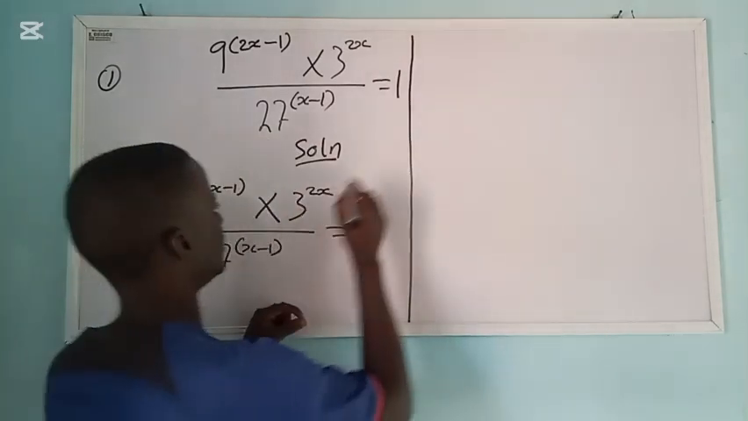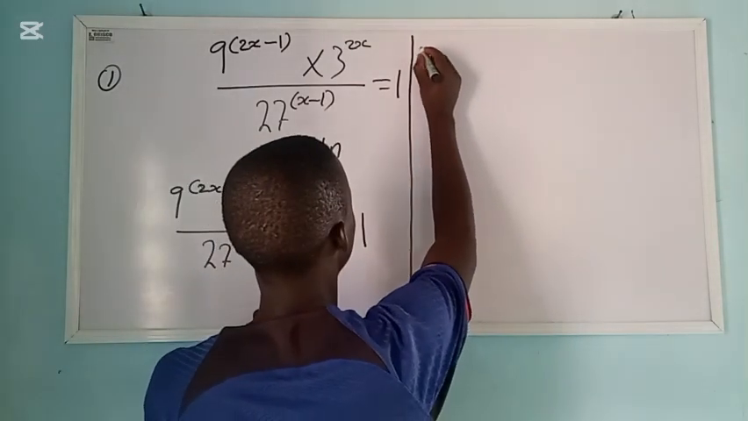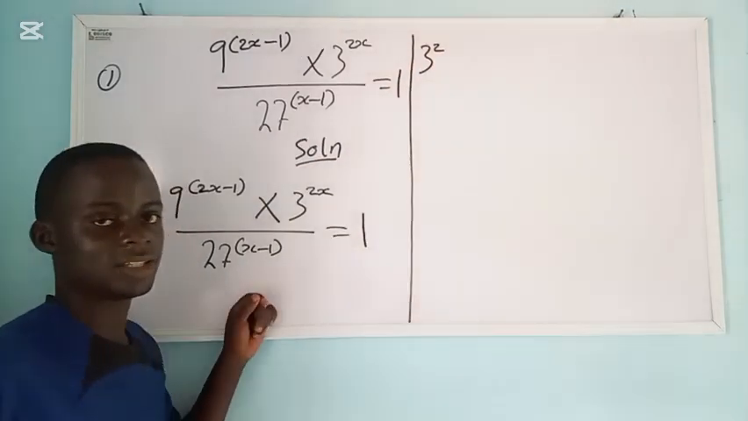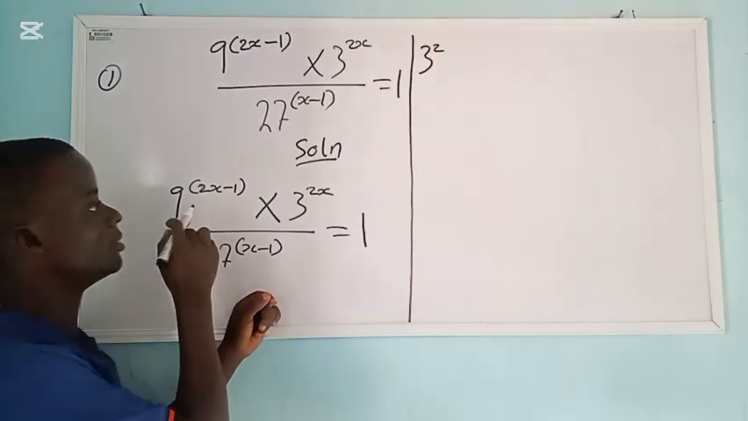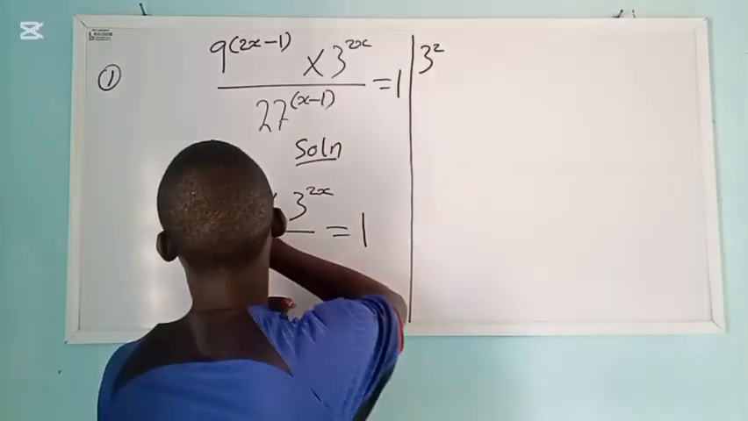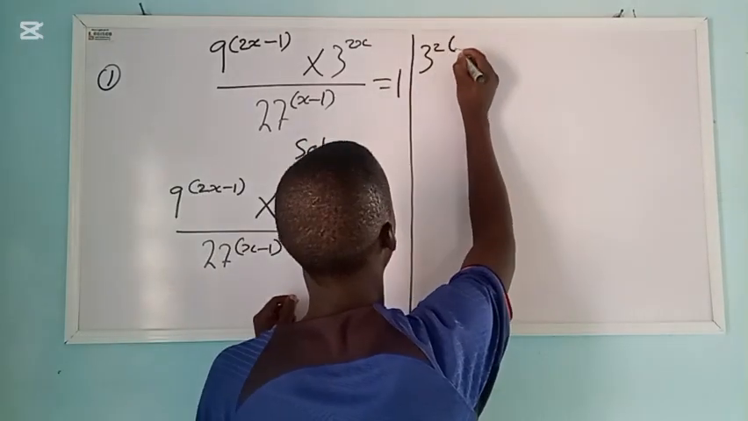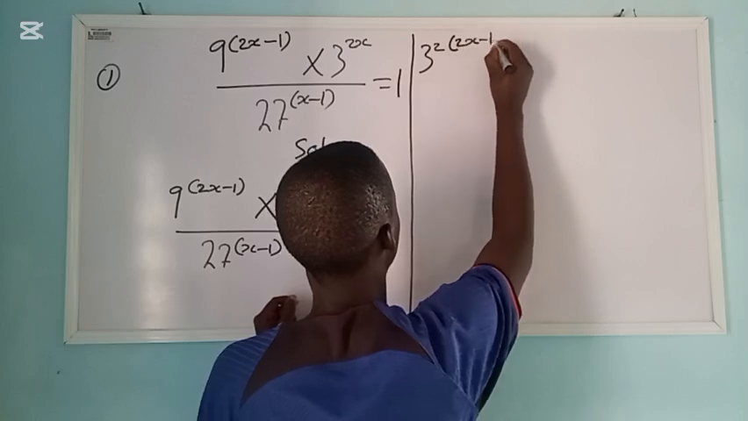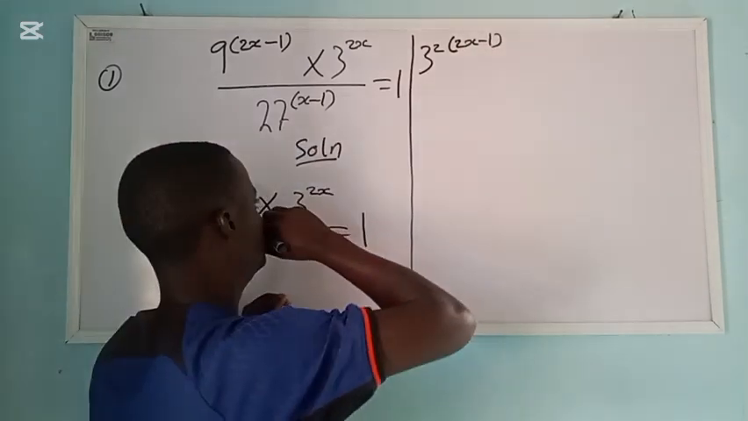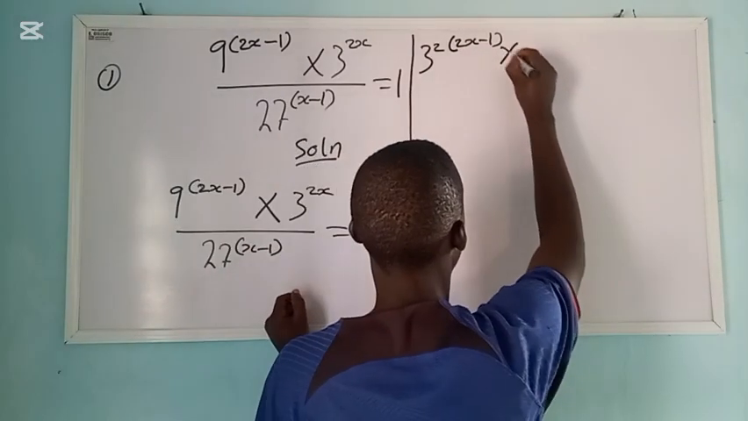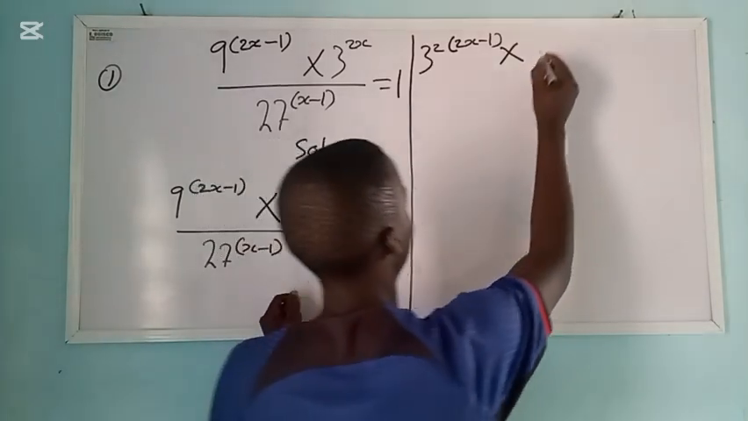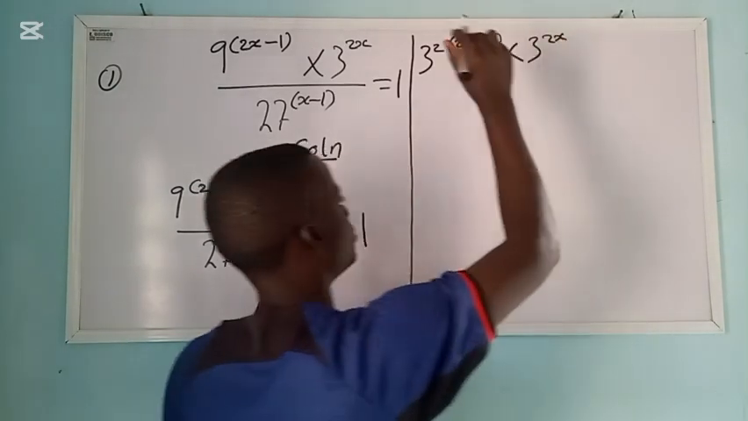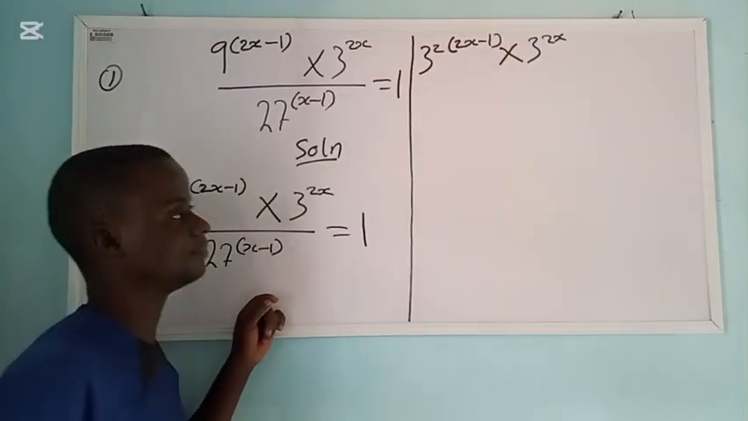Now what we'll do here is that, you know that 3 raised to the power of 2 is the same thing as 9. So now we break this one down. We now put times it with this one, we have 3 raised to the power of (2x minus 1), and times, bring down this one, 3 raised to the power of 2x.